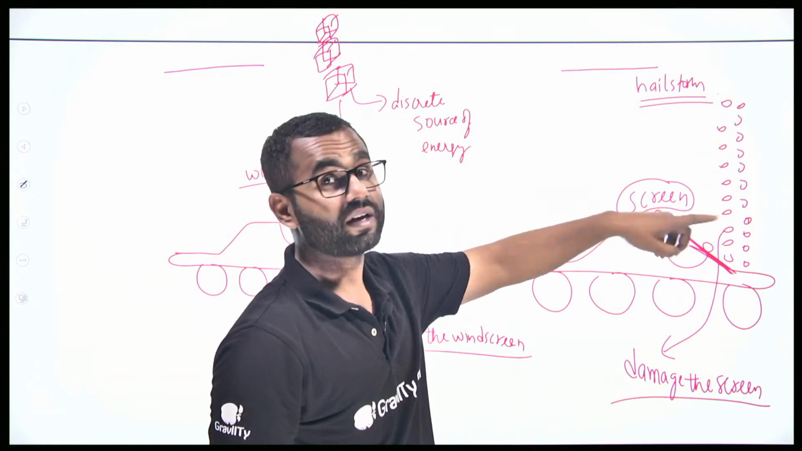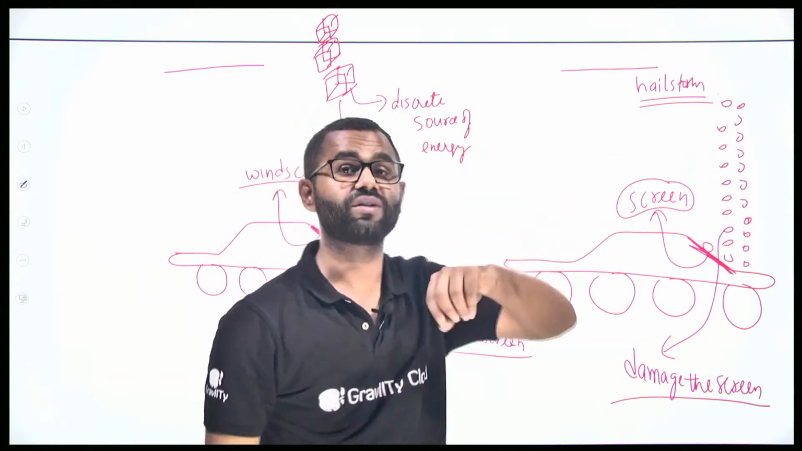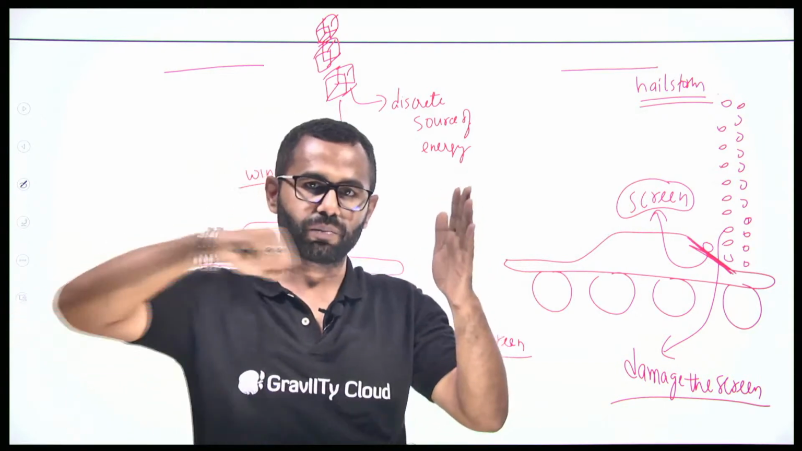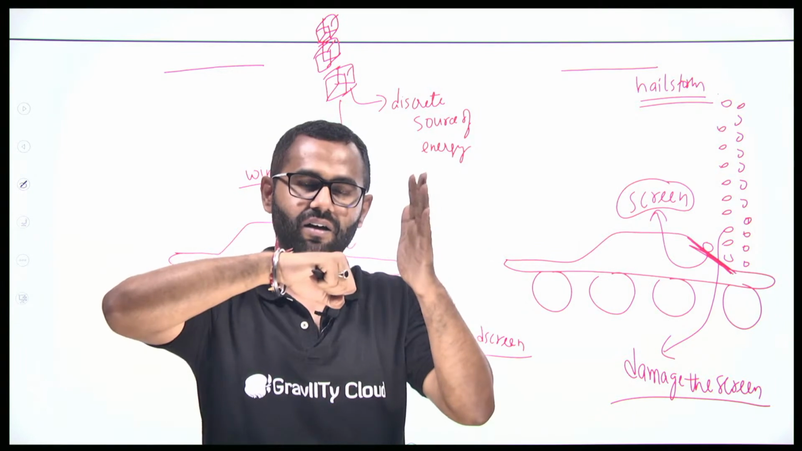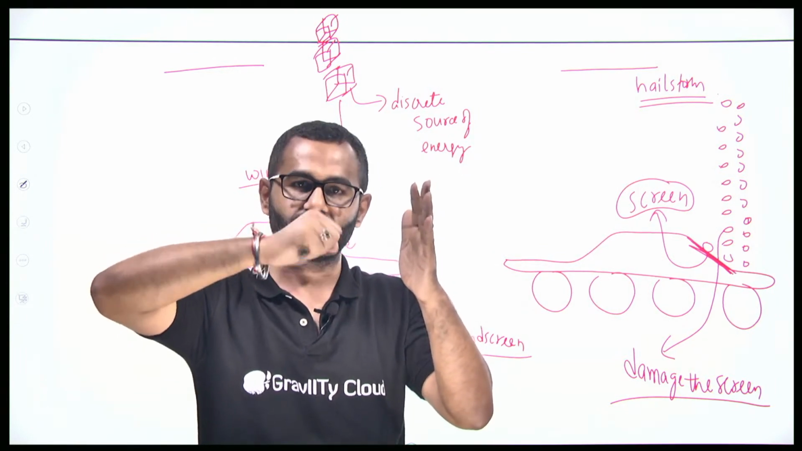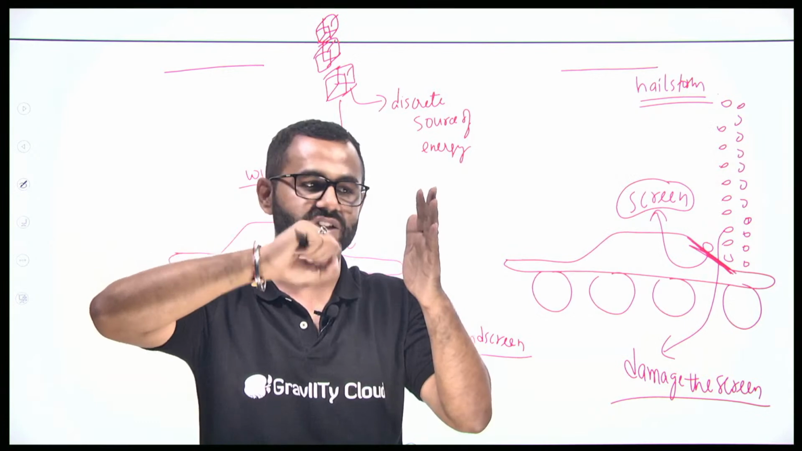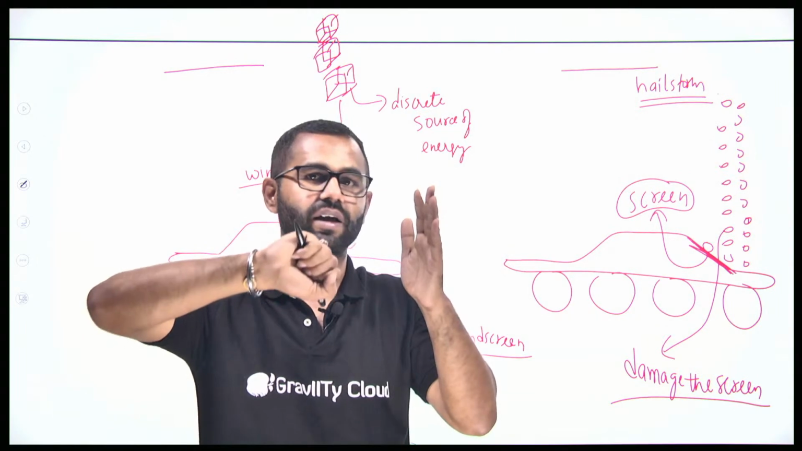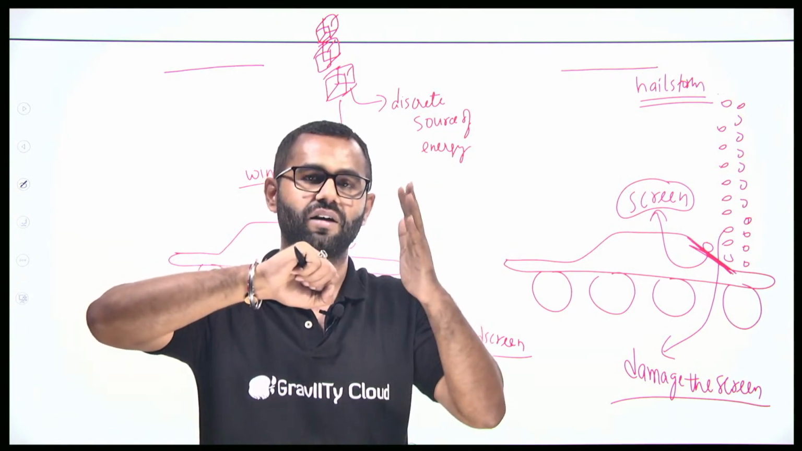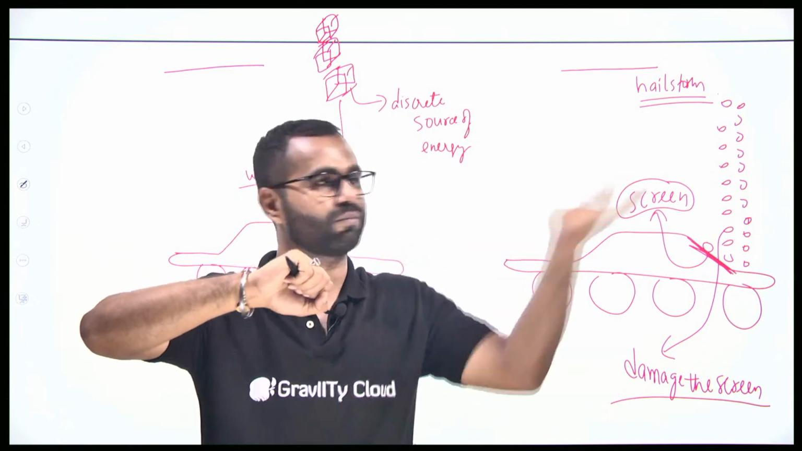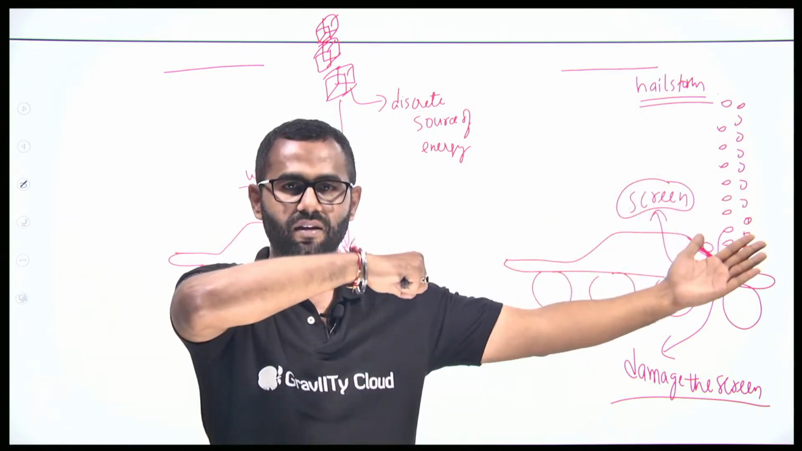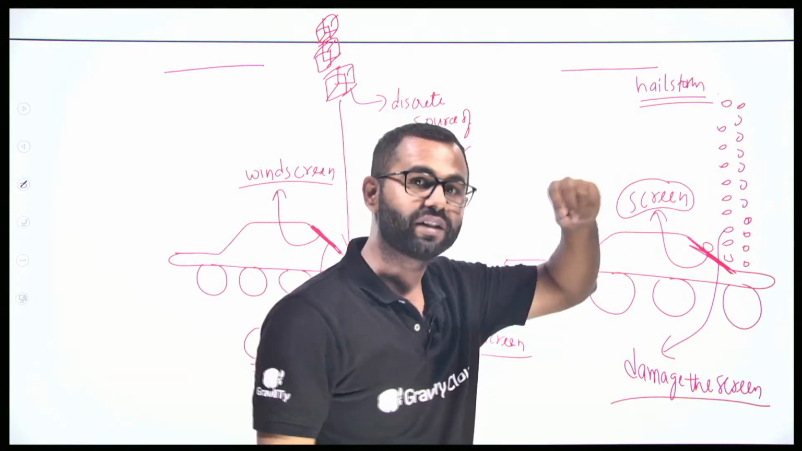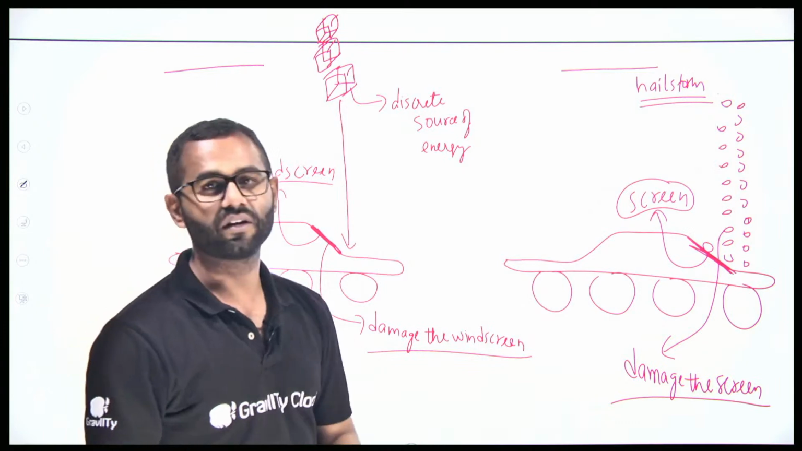See, they are coming down with greater speed. If something is coming down, just like my hand, it is coming with speed and it hits this hand and stops. The moment it stops, it transfers all of its energy to this hand. And this hand gains energy and it moves like this, right? Similarly, the moment these hails hit the windscreen, they will transfer their energy.